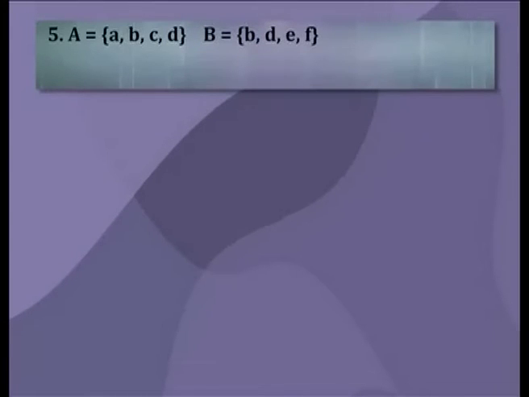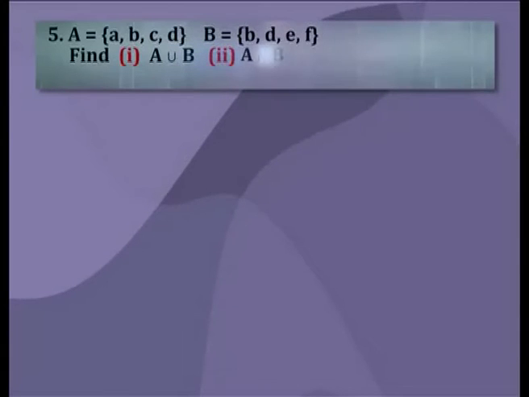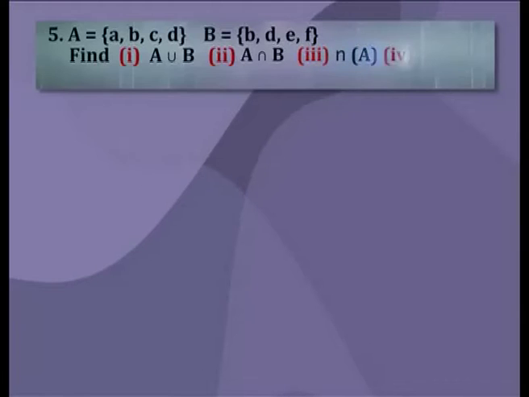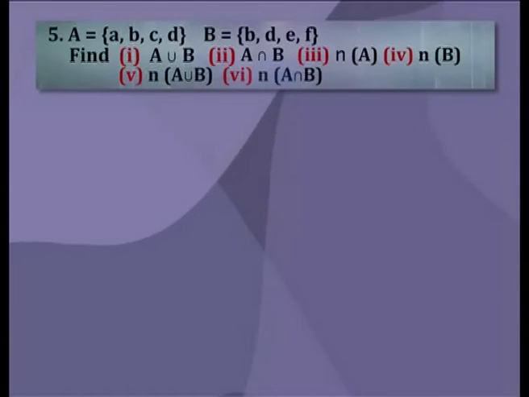Fifth question. A is equal to the set of {a, b, c, d}. B is equal to the set of {b, d, e, f}. Find 1. A union B. 2. A intersection B. 3. n(A). 4. n(B). 5. n(A union B). And 6. n(A intersection B).